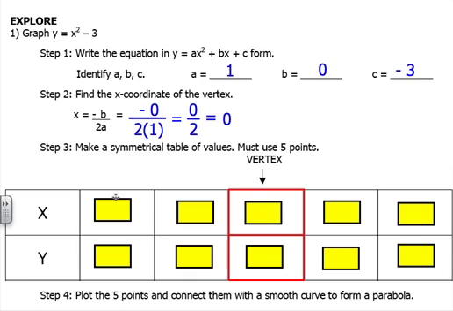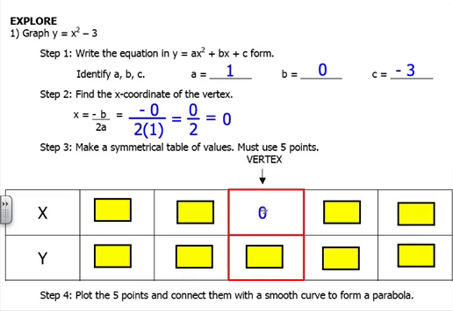Now in this chart below, you have an x and y chart. Notice I have 5 ordered pair slots, and in the middle I'm going to place the vertex. Since I just found out the x-coordinate of the vertex, I'm going to put 0 in the middle of my table. Now I want to make a symmetrical table.